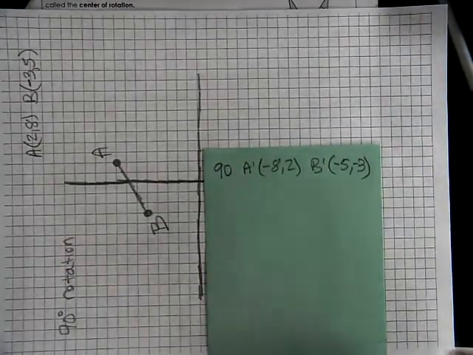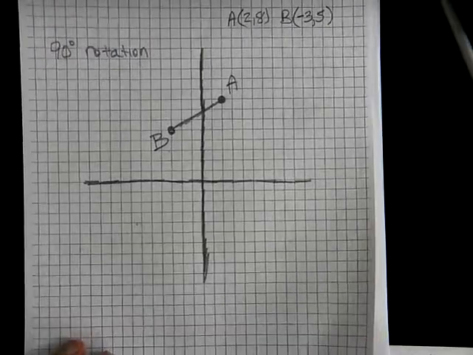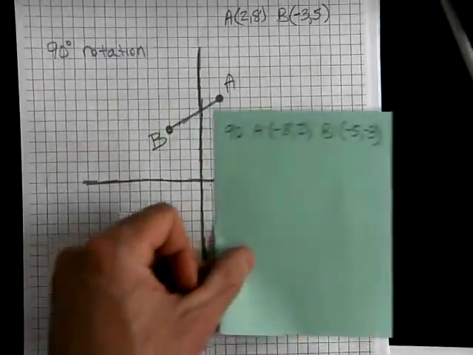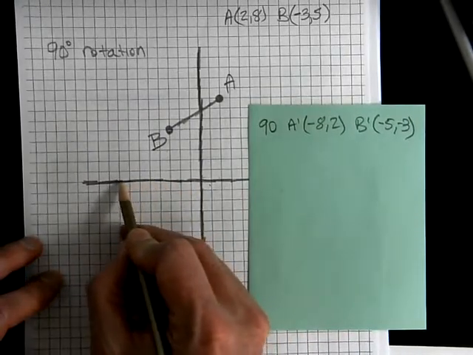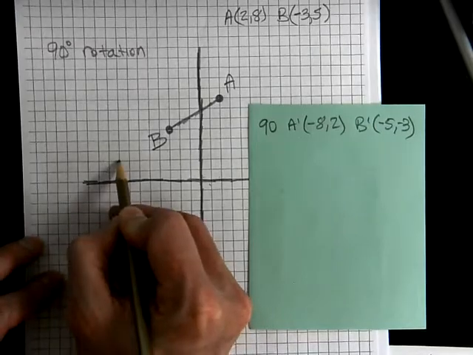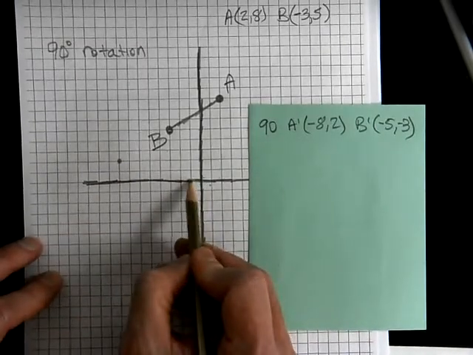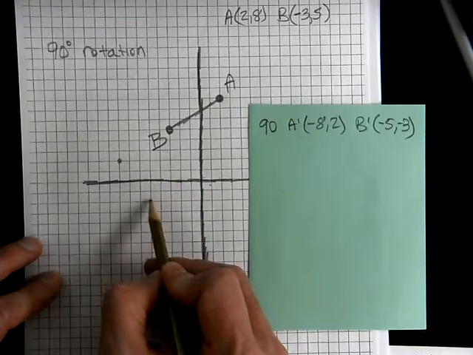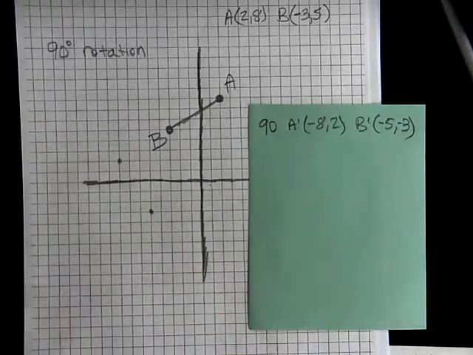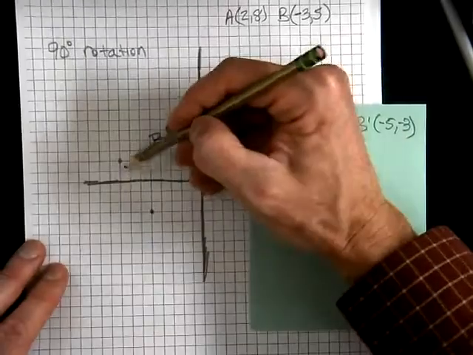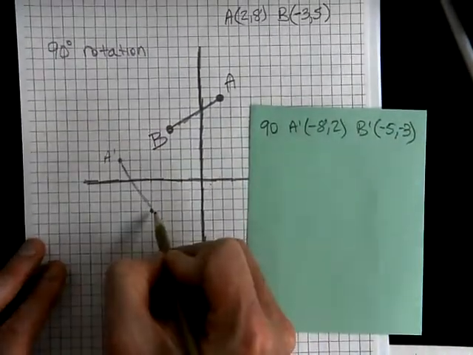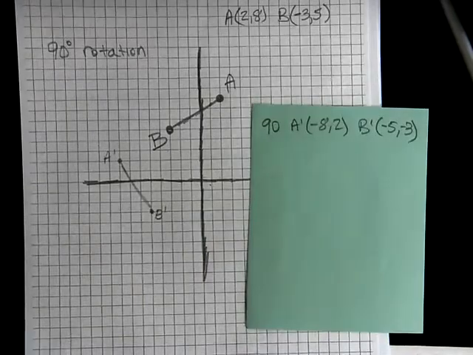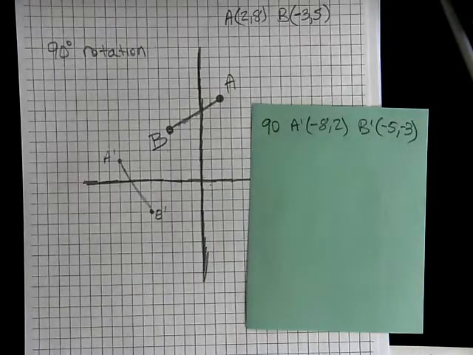We rotated it 90 degrees. So now if you turn it back, you can come on over and plot those points: 8 to the left and 2 up, then 5 to the left, 3 down. If we connected those, that would be our A prime and our B prime. Those would be our new points.